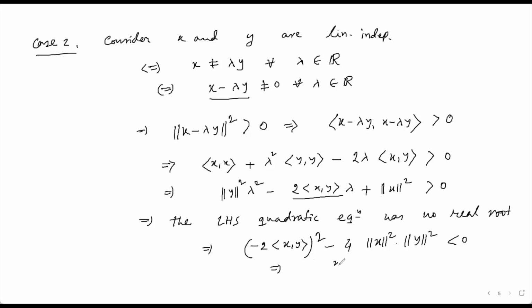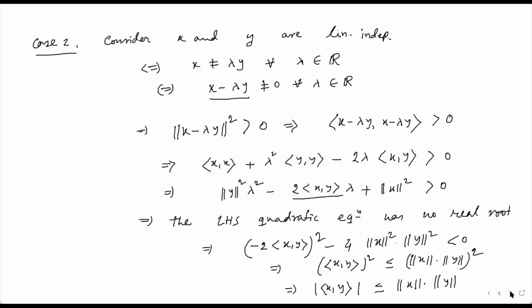This implies the square of the inner product x comma y is less than or equal to norm x square times norm y square, and this implies the absolute value of the inner product x comma y is less than or equal to norm x times norm y, which is the Cauchy-Schwarz inequality. So this completes the proof of the Cauchy-Schwarz inequality.